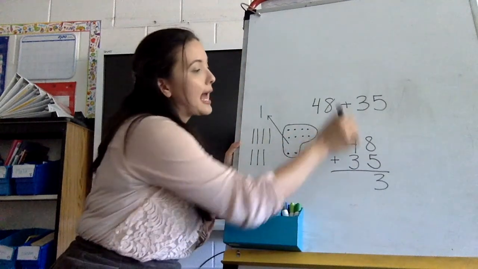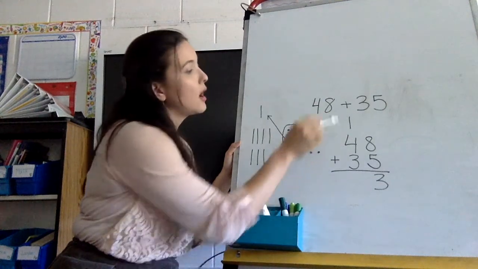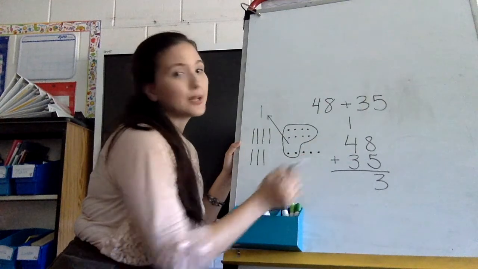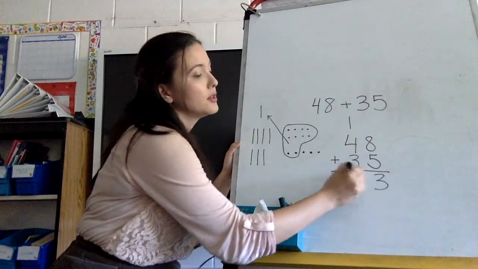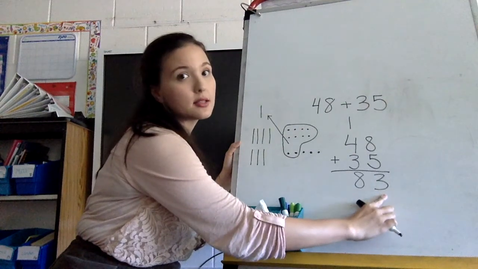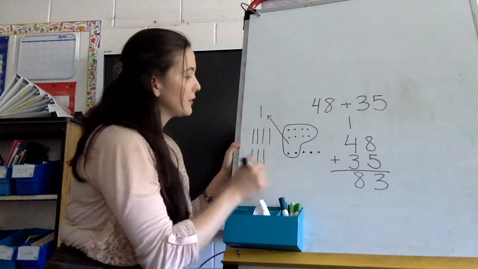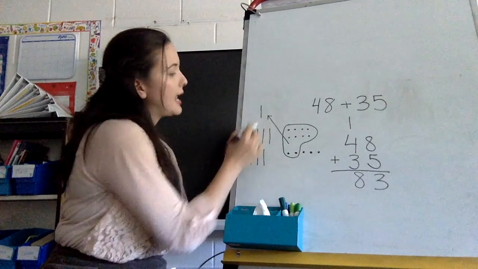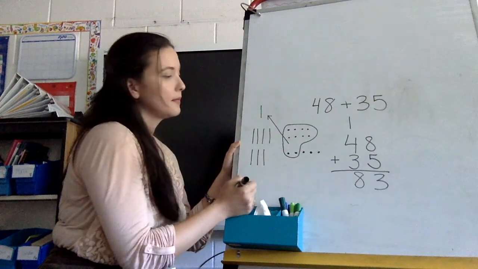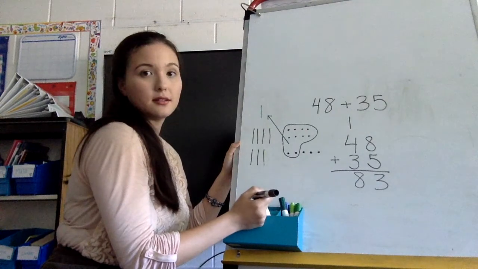And now we need to add our tens together. So now we need to add the tens together. I know 10 plus 40 is 50. 50 plus 30 is 80. So we're going to put 8 tens next to our 3 ones. So now we have 83. Okay? If I look over here, I'll see the same thing. 10, 20, 30, 40, 50, 60, 70, 80. So we see 83. Okay?